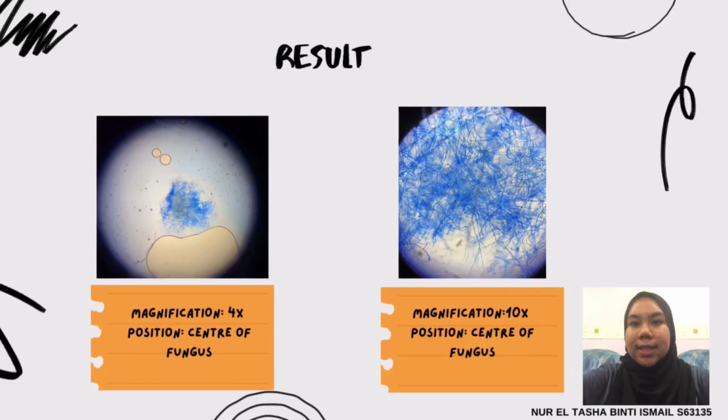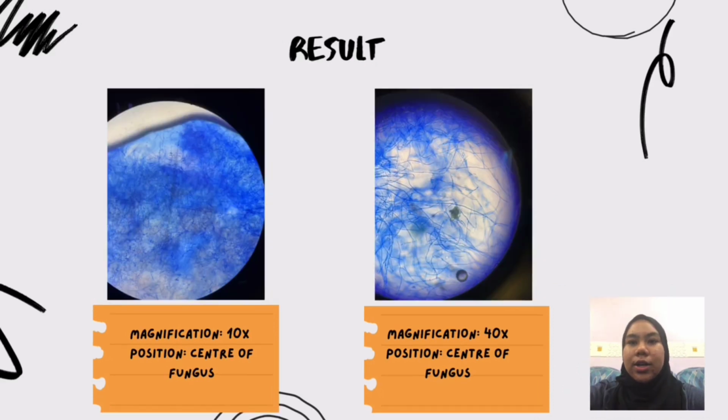For the result of fungal staining, on the left side is the result for magnification 4 times, and the position is at the center of the fungus, as you can see. The right side is magnification 10 times, and the position is at the center of the fungus. On the left side is magnification of 10 times, while the position is at the center of the fungus, while on the right side is magnification 40 times, and the position is also at the center of the fungus.